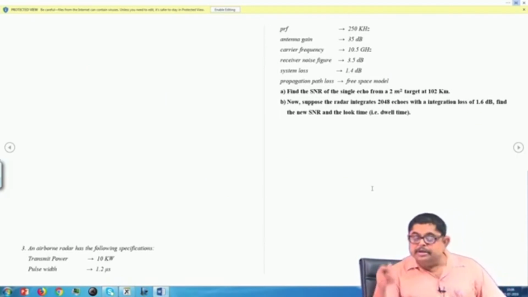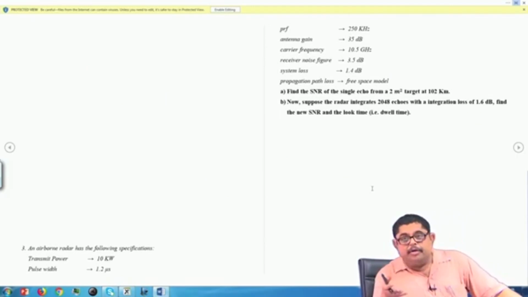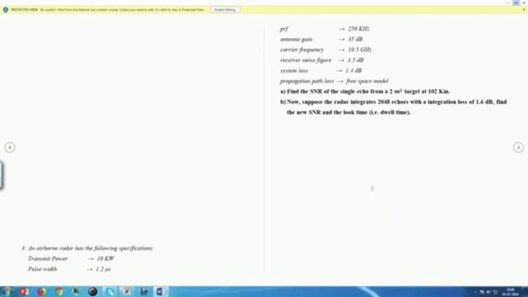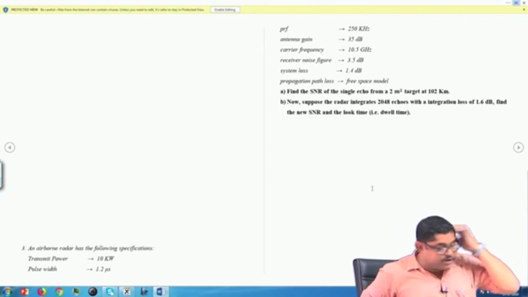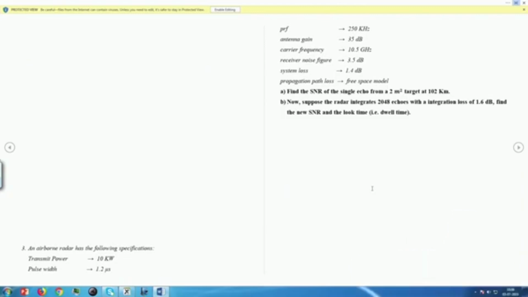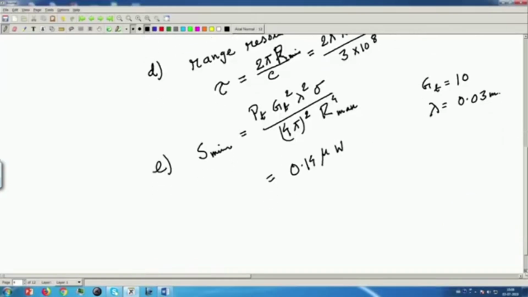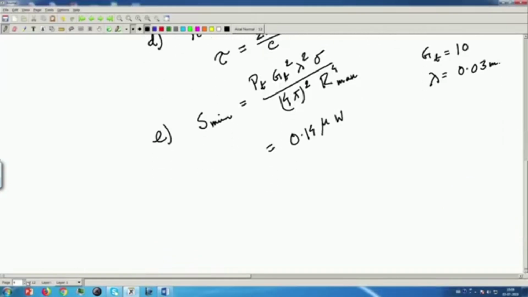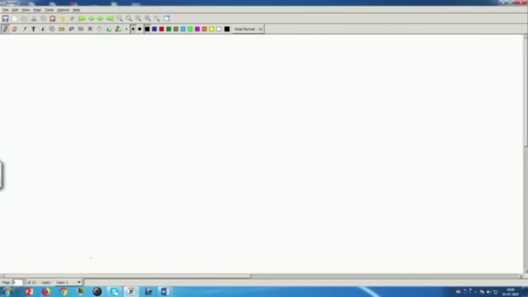The first part you will see that obviously from the radar range equation it will come with the receiver noise figure, etc. That means the loss, etc., needs to be taken into account. Correct. Let us come to, I think this is our problem number 3.